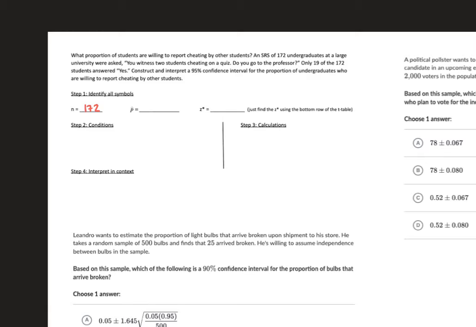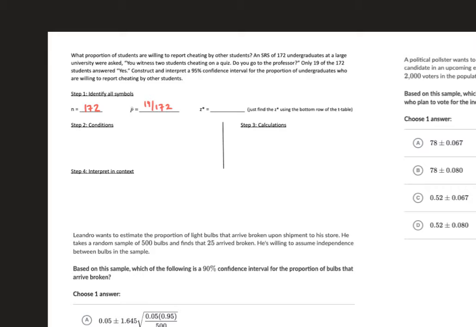You witnessed 2 students cheating on a quiz. Do you go to the professor? Only 19 of the 172 students answered yes. So that means we're going to use that to calculate p hat. That's going to be 19 over 172. And then they want us to construct and interpret a 95% confidence interval.